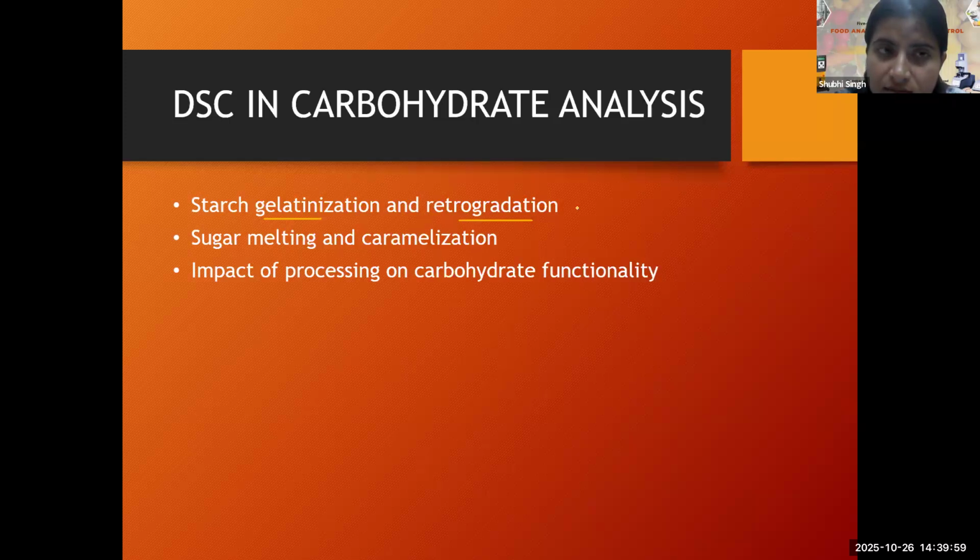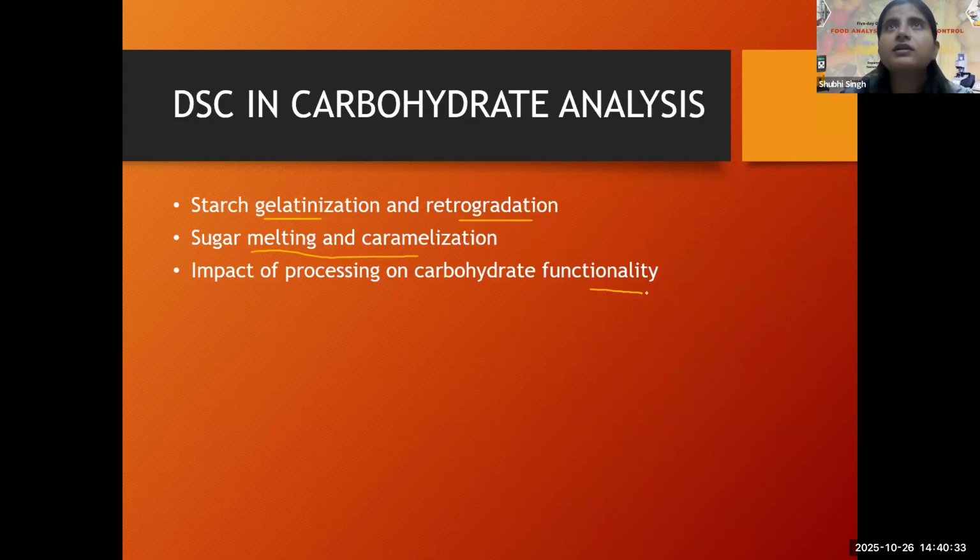So in DSC, we can see the starch gelatinization temperature and retrogradation also. While we are dealing with DSC in starch, we usually refer to the starch gelatinization temperature instead of the glass transition temperature. And sugar melting and caramelization we can see in DSC, and then the impact of processing on carbohydrate functionality.